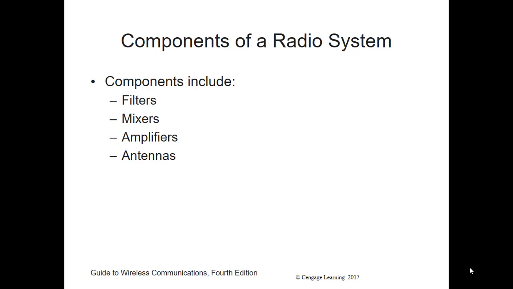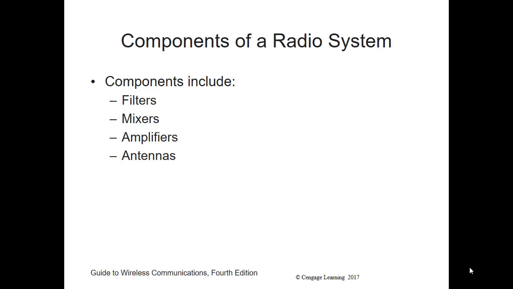The components of the radio system are, we've got to have some filters in place. There are several basic hardware components that are common to all radio systems. Even though the functions of the radio systems themselves may vary, the components include our filters, our mixers, amplifiers, and antennas. The first three we're going to talk about here today. The fourth, the antennas, is very important, so it's going to end up with its own lesson altogether.